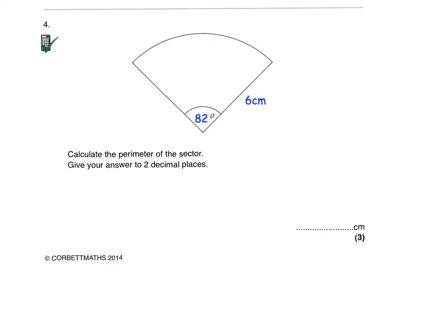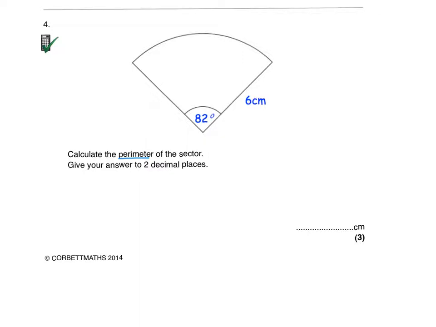The next question is worded slightly differently. It's asking for the perimeter rather than the arc length. So what we're going to have to do is, first of all, find this arc, find out how long it is. Then we're going to have to add on this 6 and that 6. So essentially we're just adding on the diameter again like we did last time.